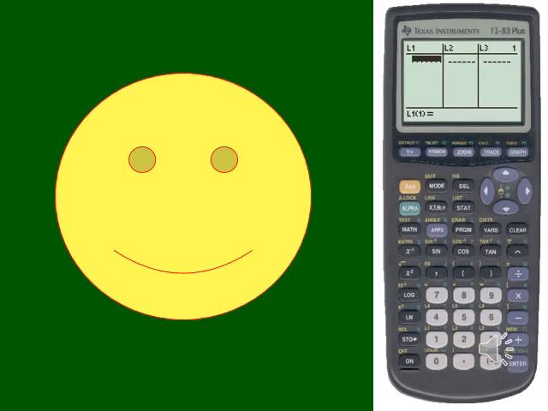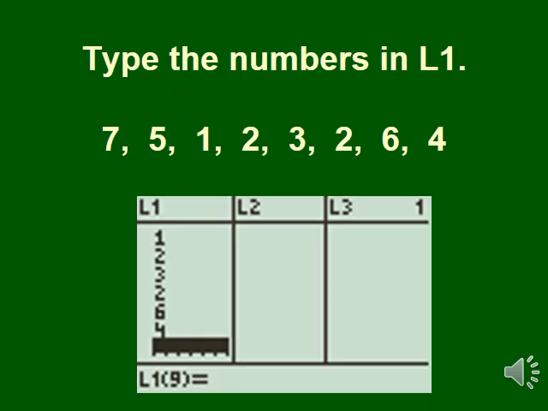Once you've done that, you should be left with nothing in list 1, and you can start fresh with the list of numbers you have. What we're going to do is type all these numbers into list number 1, and I do that by just entering each number and hitting Enter after I've entered it. On the screen, you can see the 7 and the 5 got cut off when I went further down, but I do just type 7, enter, 5, enter, 1, enter, 2, enter, 3, enter, 2, enter, 6, enter, 4, enter, so that they're all in that list.